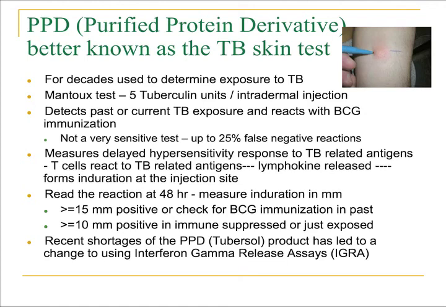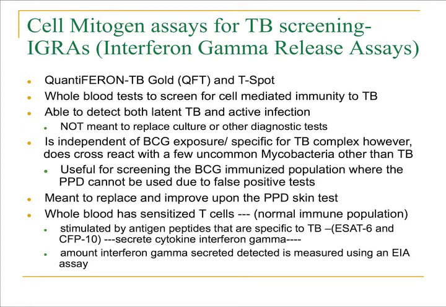It's been interesting. This test has been used for many decades, but there have been some recent shortages of the Tubersol, or so-called PPD reagent, and this has led to a change in many people using what's called the interferon gamma release assays. On the next slide, we're going to talk about the cell mitogen assays for TB screening, or the so-called interferon gamma release assays.